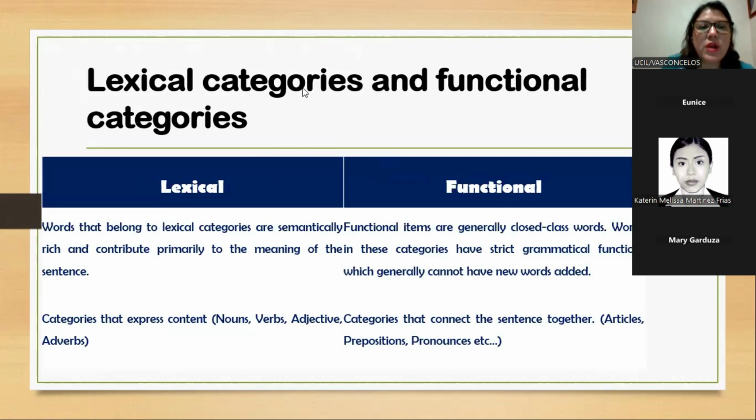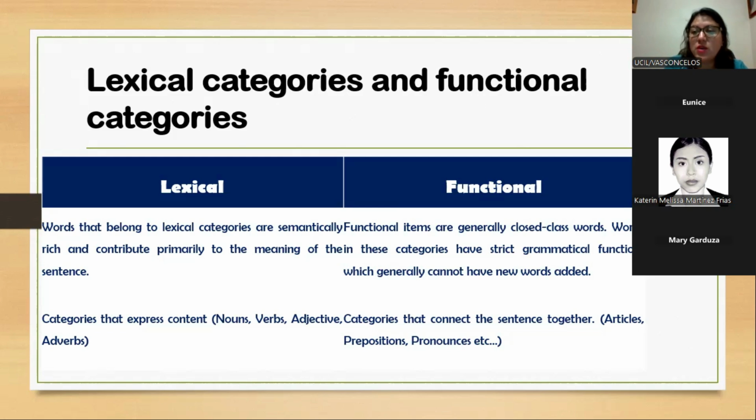Well, so here we have lexical categories and functional categories. What is a lexical category, teachers? Words that belong to lexical categories are semantically rich and contribute primarily to the meaning of the sentence. They are categories that express content like nouns, verbs, adjectives, and adverbs. Remember, anything that we are checking, they are connected.